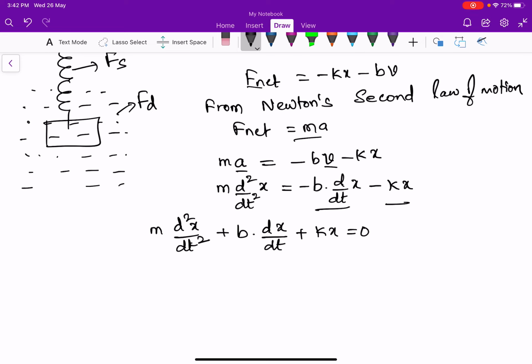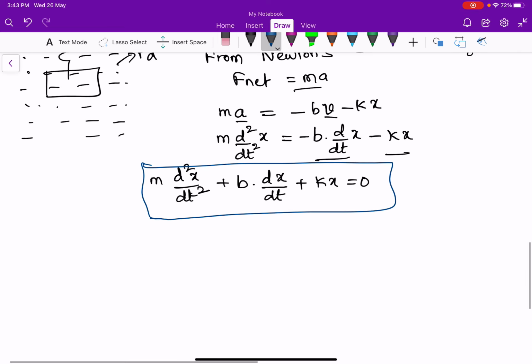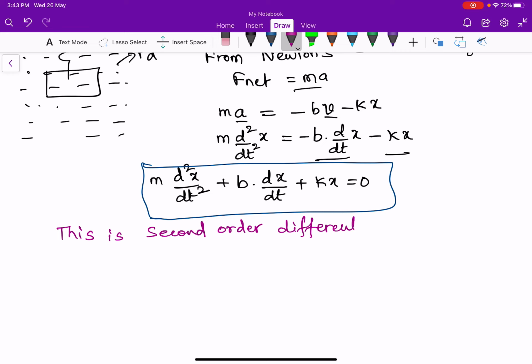This is the second order equation for damped harmonic oscillations. This is a second order differential equation.